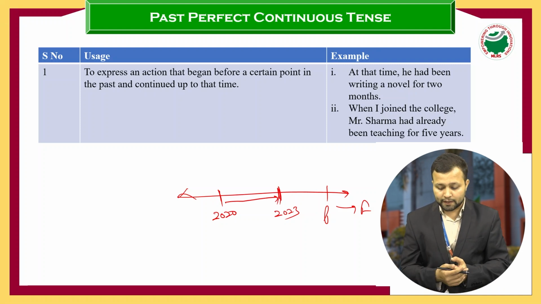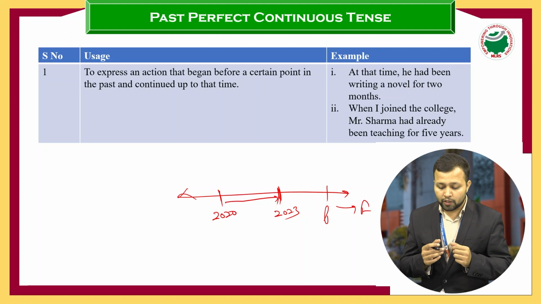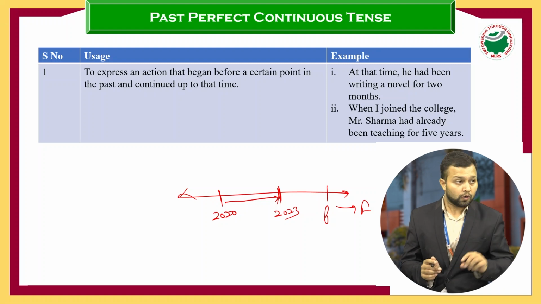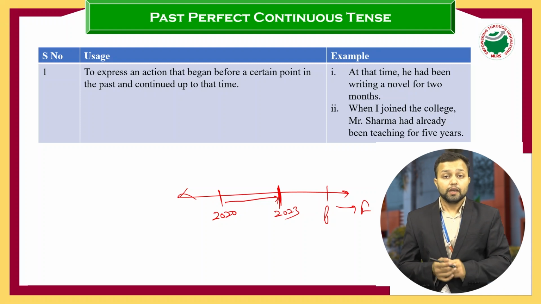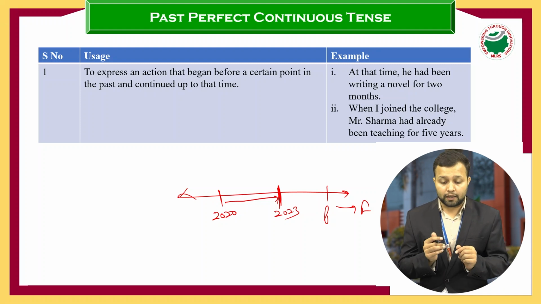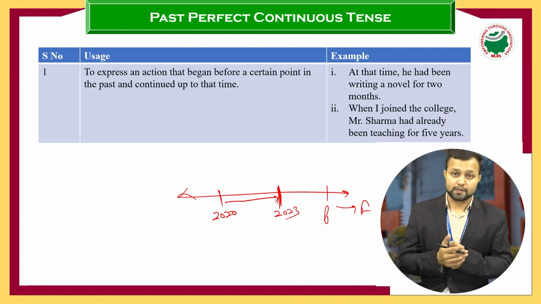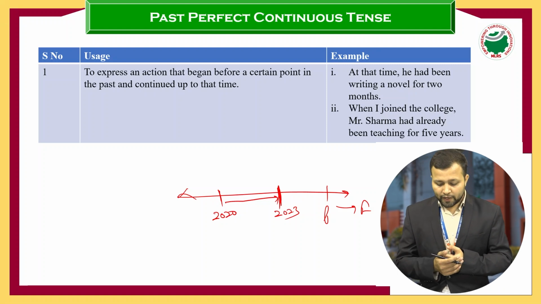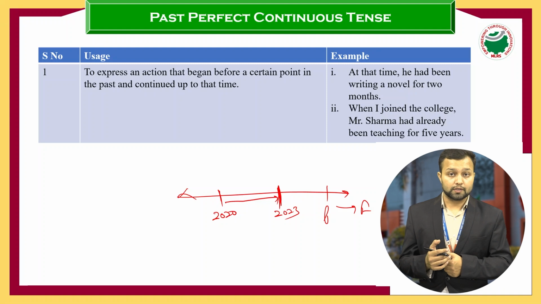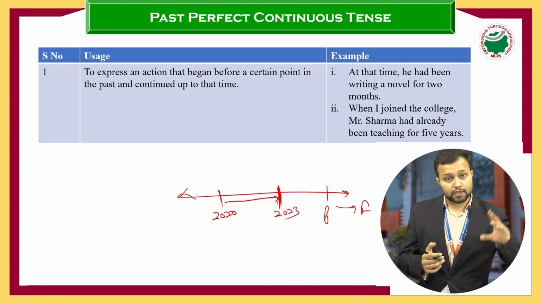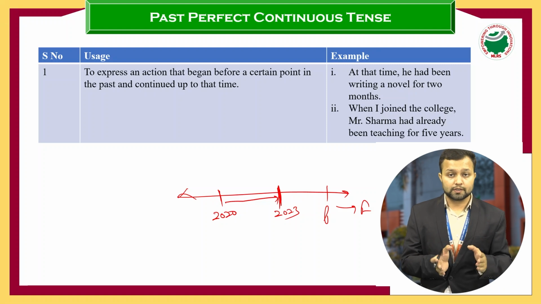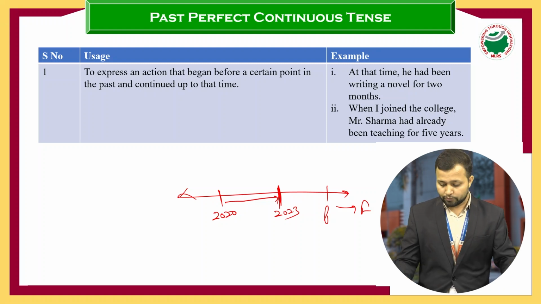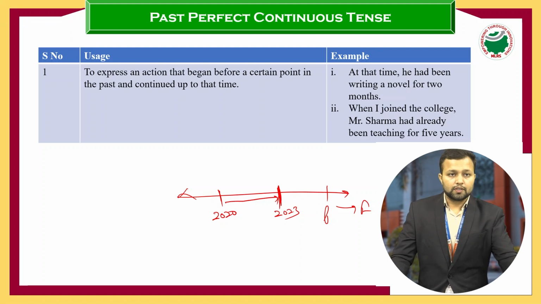So, for example, at that time, he had been writing a novel for 2 months. Now, at a certain point of time in the past, for example, 2023, he had been writing a novel for 2 months. Next, when I joined the college, Mr. Sharma had already been teaching for 5 years. Now, when I joined this college, Mr. Sharma had been teaching in this college for 5 years. He had already completed 5 years. So this was our past tense.